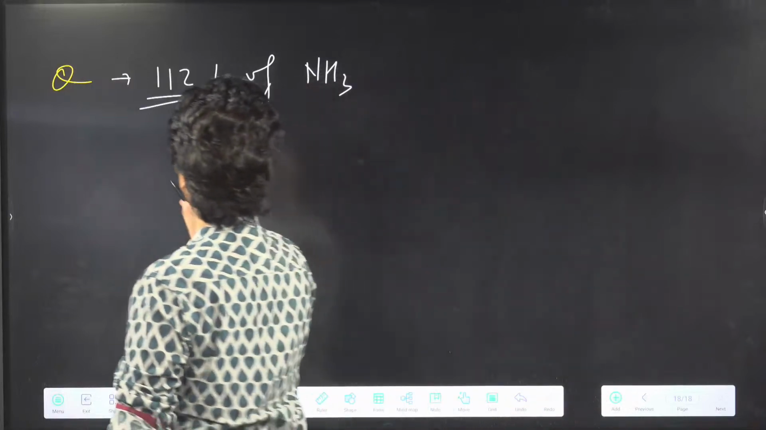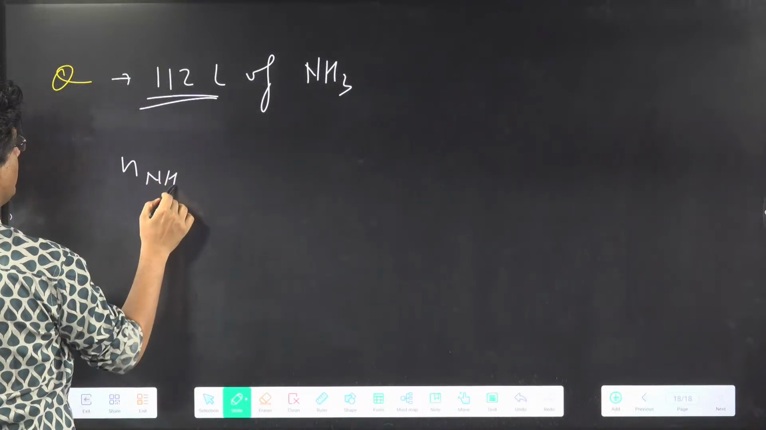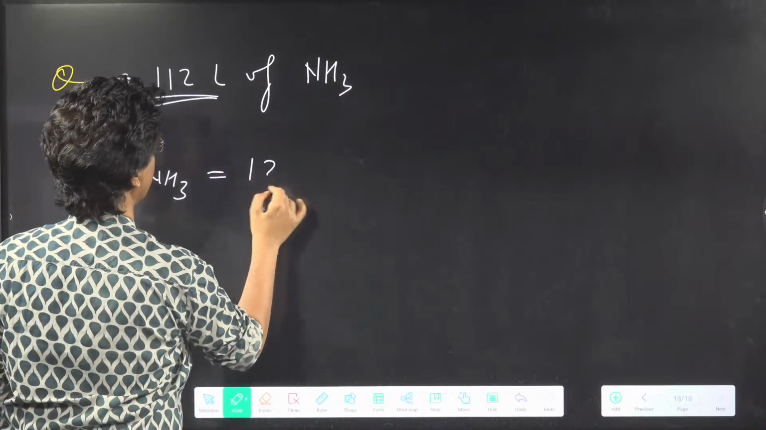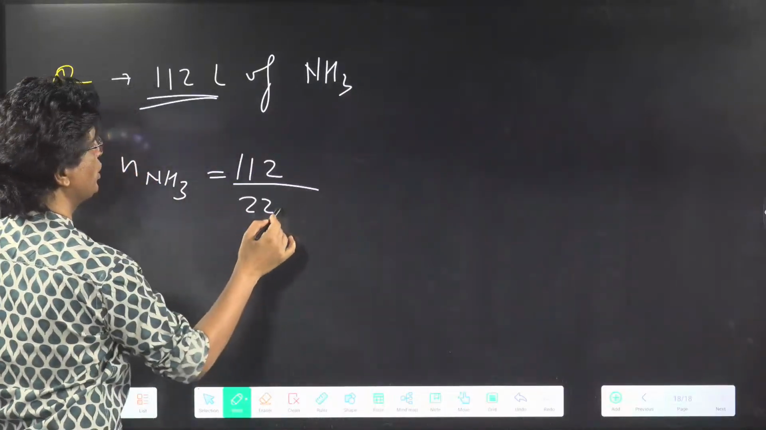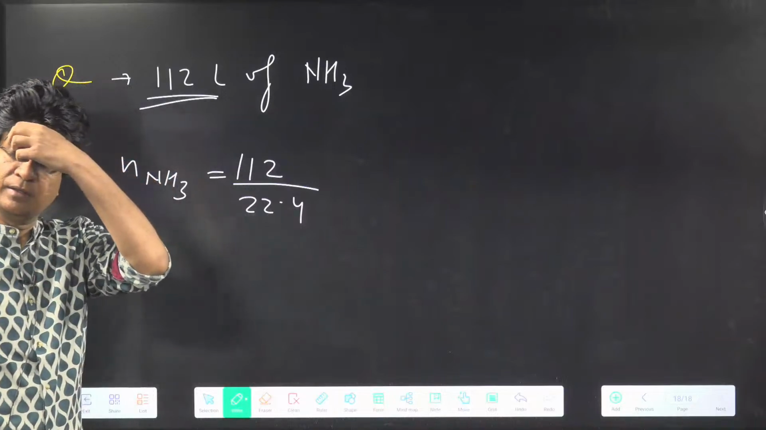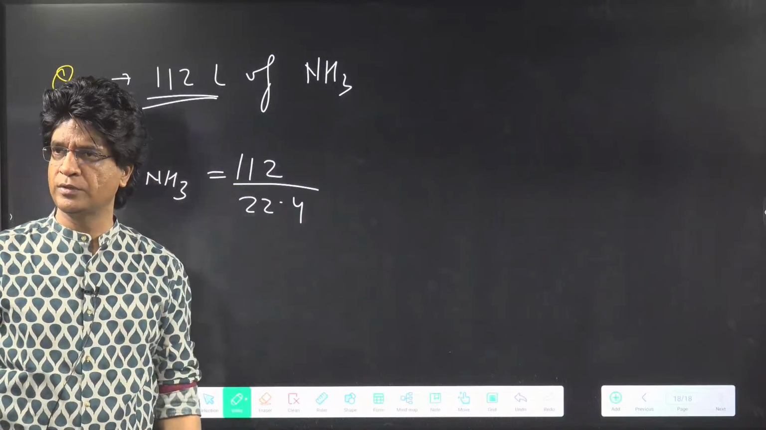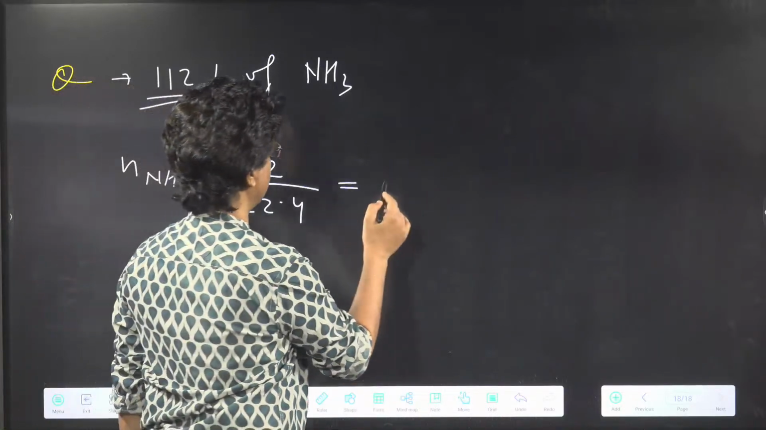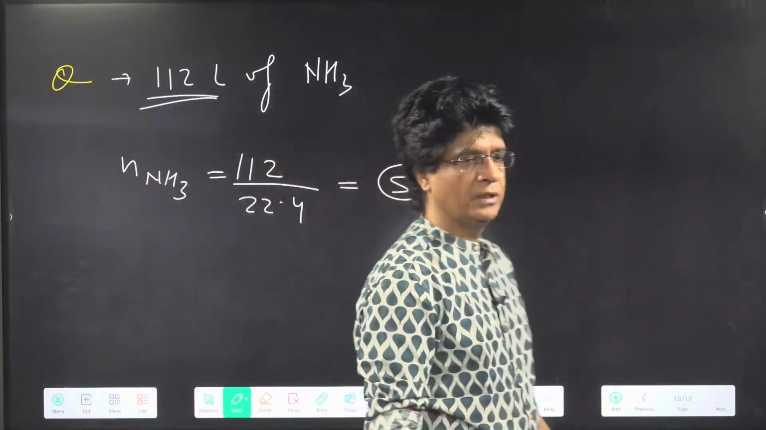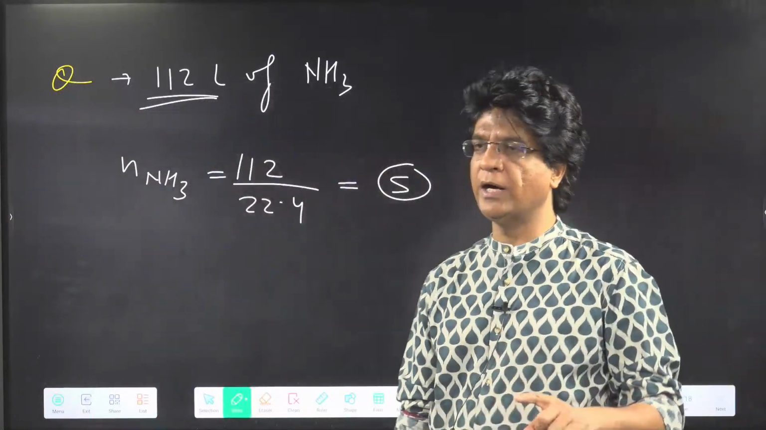So what will you do? The number of moles of ammonia will be the given volume, 112 liter, divided by 22.4 liter. Yes or no? So this will be exactly 5 moles. So these values are supposed to be remembered.